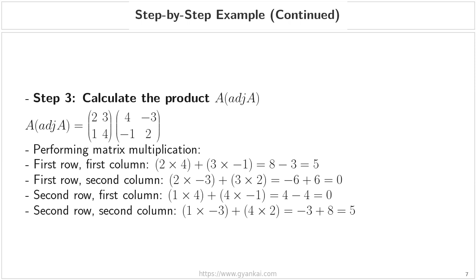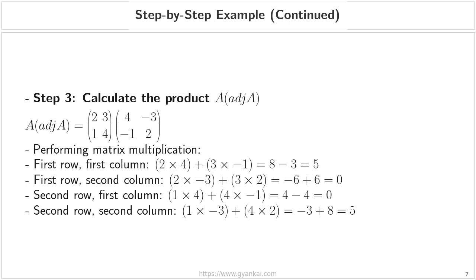First, let's find the element for the first row, first column. We take the first row of A and multiply it by the first column of the adjoint, 2 times 4 plus 3 times -1. That gives us 8 minus 3, which equals 5. Next, for the first row, second column, we multiply the first row of A by the second column of the adjoint, 2 times -3 plus 3 times 2. This results in -6 plus 6, which simplifies to 0.